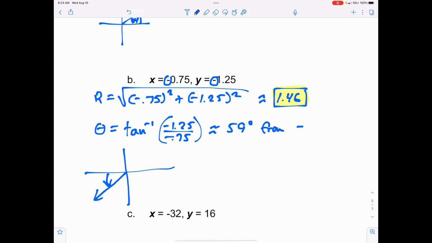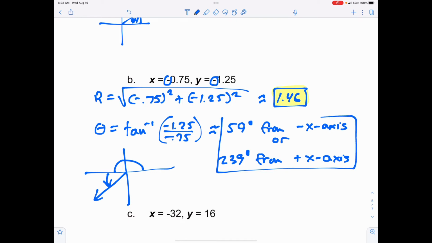So 59 degrees from the negative x-axis is one way to state it, or you can add it to 180 degrees, which would be about 239. So about 239 degrees from the positive x-axis. Both directions are equally valid, so as long as you give a reference to where the angle's coming from, you can still use the 59 degrees, but you can't just say 59 degrees by itself. Okay, we're giving an exact reference from where that angle is coming from.